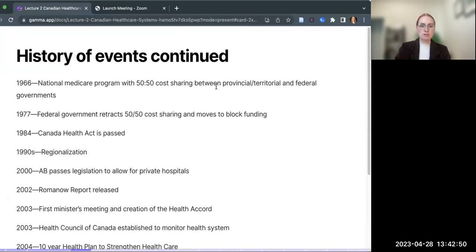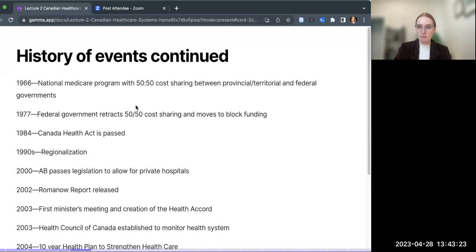Continuing on, in 1966, they started with a 50-50 cost sharing program between the provincial and territorial and federal governments. Because another piece of this is who pays for it. Is it the provincial governments? Is it the federal governments? And that's something we'll talk about a little bit more now. In 1977, the federal government retracts 50-50 cost sharing and moves to block funding. But in 1984, the Canada Health Act is passed. So that really did set in stone the universal health coverage that we have today.